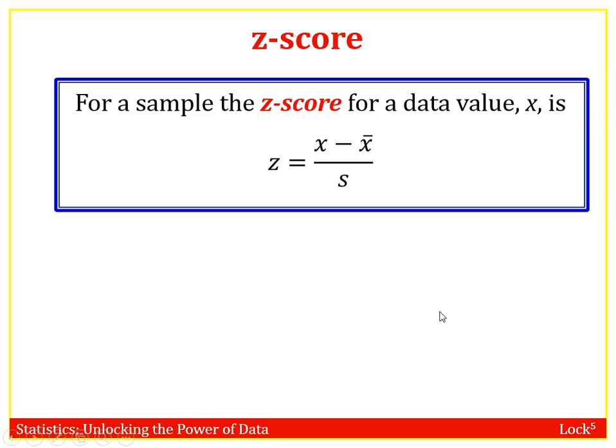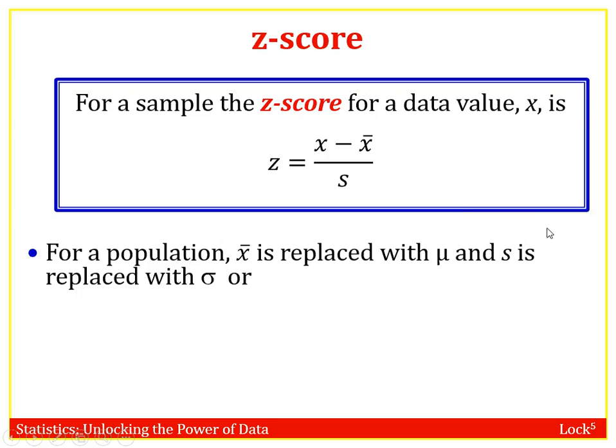We also want to go ahead and look at a z-score. A z-score for our sample is your data value minus the mean of the sample over the standard deviation of the sample. We also have z-scores for your population. We're going to replace your x bar with the mean of your population, which is mu, and s, the standard deviation of the sample, with sigma, which is the standard deviation of the population. These are your z-score formulas.